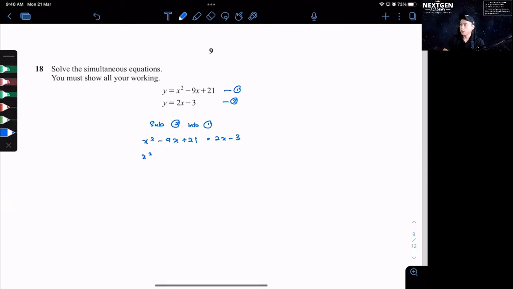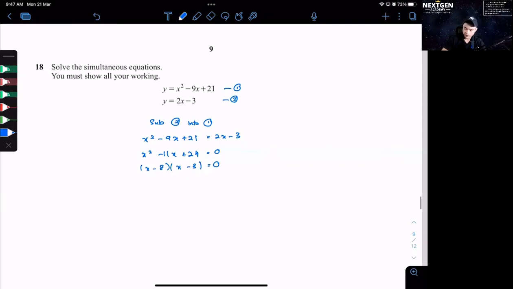So you'll get x squared. Let's make it to a quadratic equation. x squared minus 11x plus 24 equals to 0. I move everything to the left-hand side. Why? I want to make it the quadratic equation, then I want to solve the quadratic equation. If you're not sure, just use your calculator to solve it. You will get here (x minus 8)(x minus 3) equals to 0. Make sure you show all this working, yeah? You get x equals to 8. This one, x equals to 3.